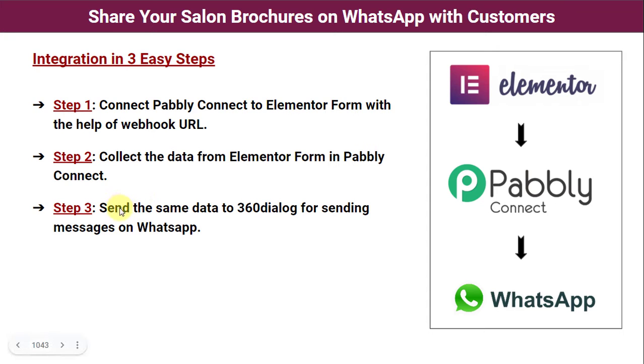In the third step, we have to send the same data to 360 dialog for sending messages on WhatsApp. Now what we have to do is, the data which is collected here into Pabbly Connect from Elementor form, we have to transfer the same data to 360 dialog for sending messages on WhatsApp. Now I know here you must be thinking, what is this term 360 dialog and why did I use that? So here let me tell you that WhatsApp does not allow us to send the messages directly. So that is why we are using WhatsApp's official API 360 dialog for sending messages. So these are the three very easy and simple steps we are going to follow to create this amazing automation.